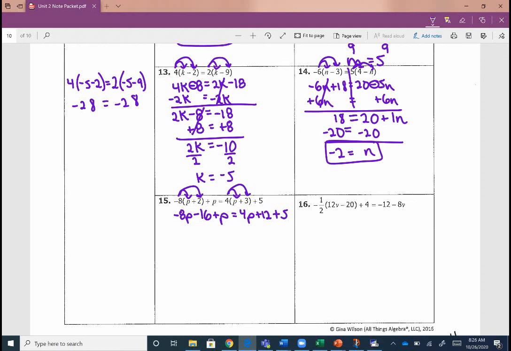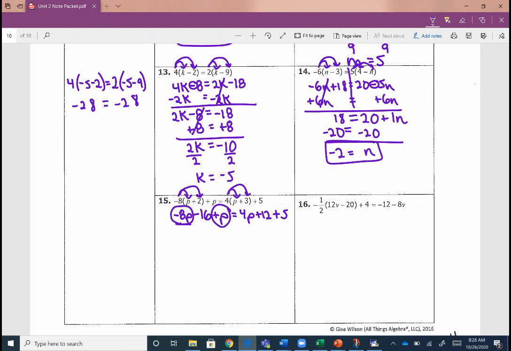Now, before I can decide, okay, I want to move this p to the right or to the left, this one is going to have all of our steps involved. We distributed, but now we also have to combine our like terms. On the left side, I have a negative 8p and just a plus p.